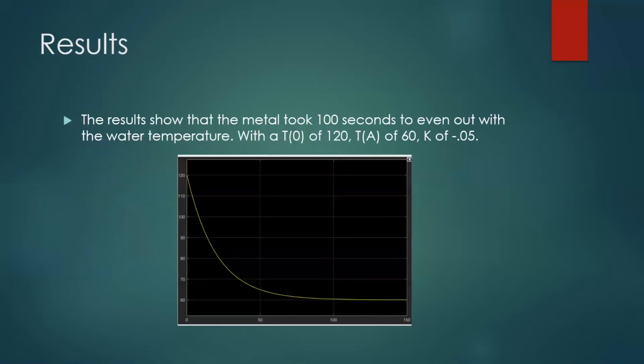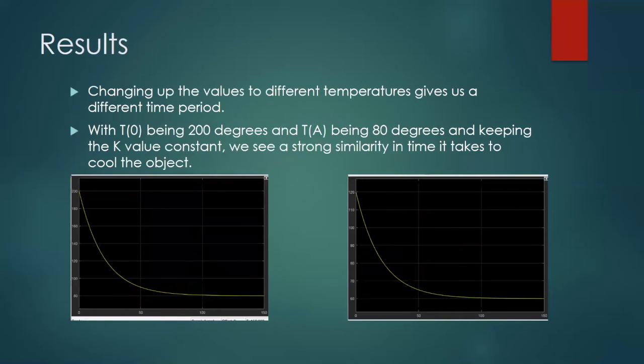Here are the results. It took 100 seconds to go from 120 degrees down to 60 and to be even with the water temperature. I changed up the temperatures a little bit. I gave T naught 200 degrees and I gave the T atmosphere 80 degrees, and I kept the k value the same. You can see that the graph kind of simulates the same slope and the time was also similar.